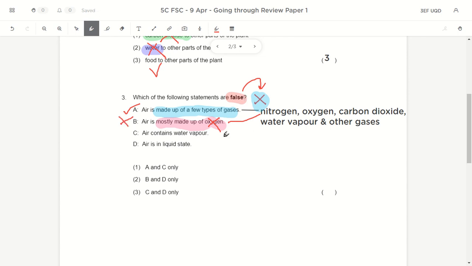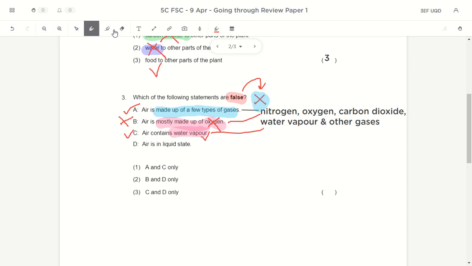Air contains water vapor, correct, because we mentioned already just now. Air has water vapor, it is here also. So this is correct, which I don't want. I want wrong. So this is correct, but I want those that are wrong because I want those false.